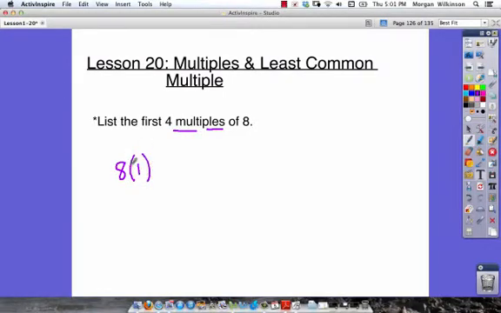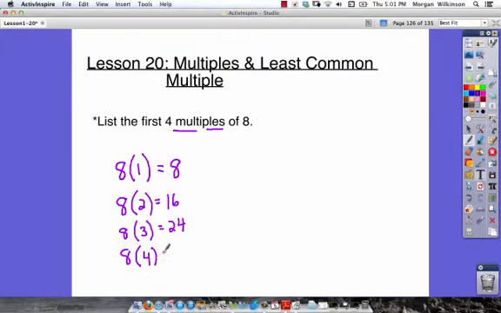And remember, when a number touches a parenthesis, it means to multiply. So our first multiple of 8 is 8. Our second multiple of 8, 8 times 2, is equal to 16. Our third multiple of 8, 8 times 3, we know that's 24. And the fourth multiple of 8, 8 times 4, is going to give us 32. So when we say list the first four multiples of 8, this is all we have to do: 8, 16, 24, and 32. To find multiples, we're really just skip counting.